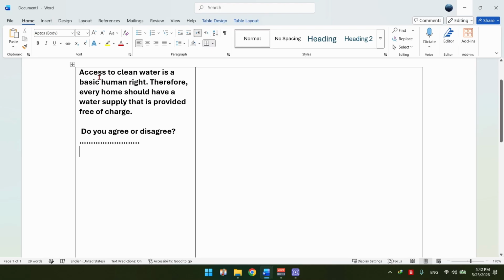So here we are talking about access to clean water, not all kinds of water, potable water, drinkable water, something like that, treated water, you can say. And it considers it a basic human right. So, because of that, it should be supplied for free, provided for free. So, this is the argument that is presented to us. So, what is our position here? Do you agree or disagree?